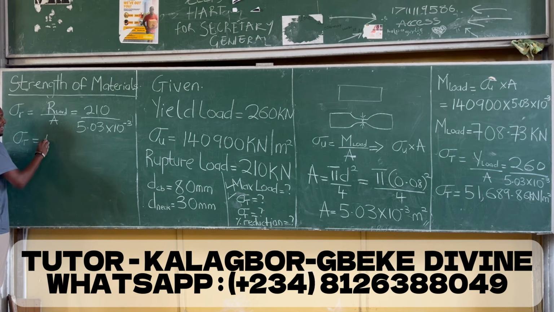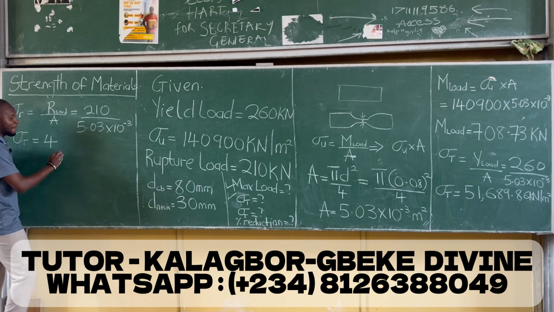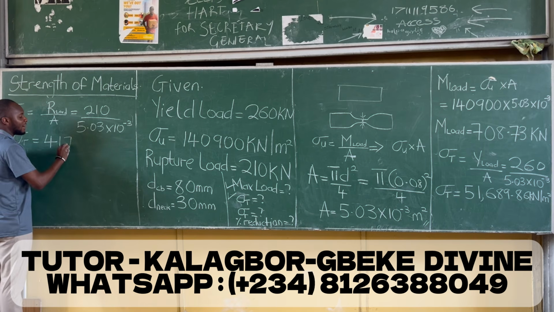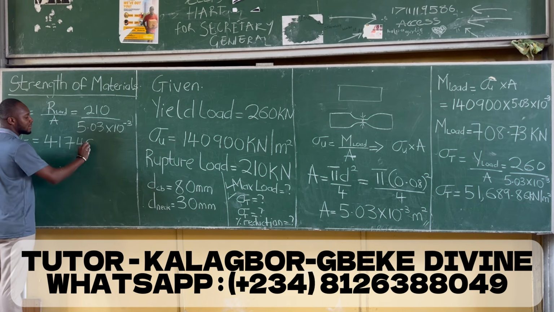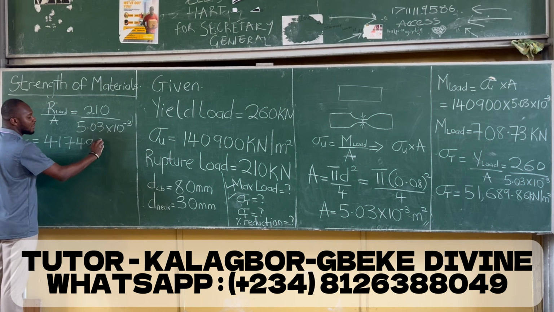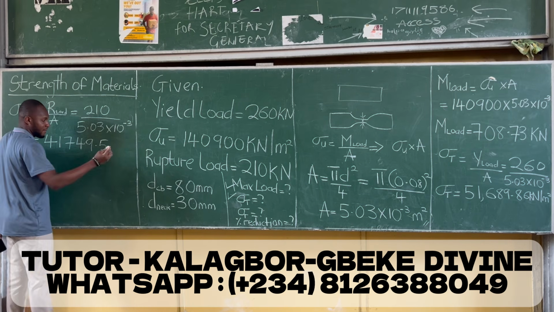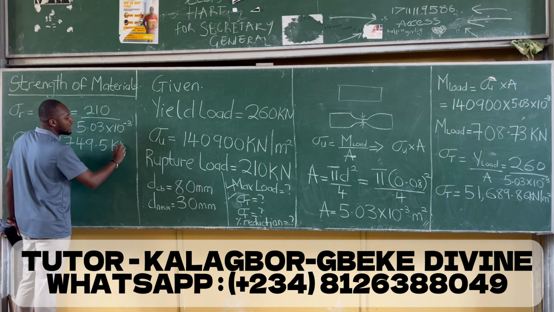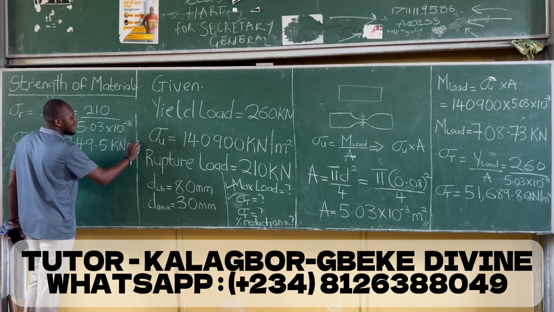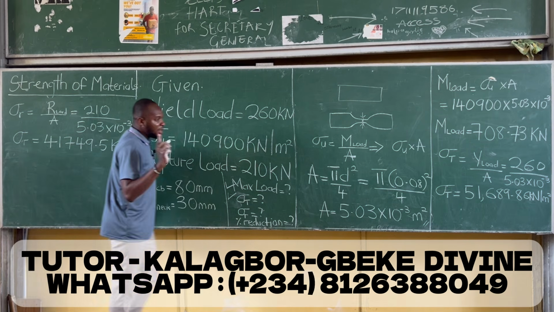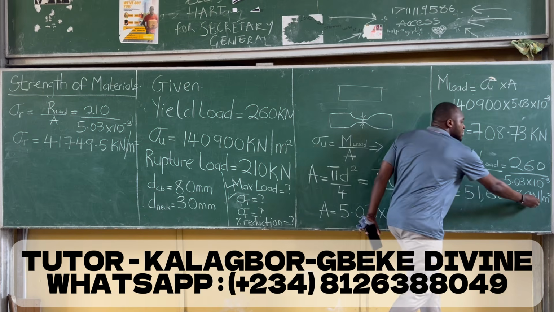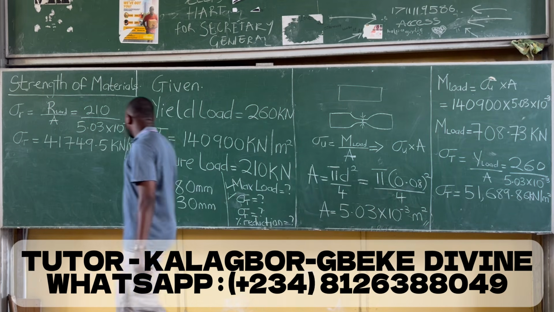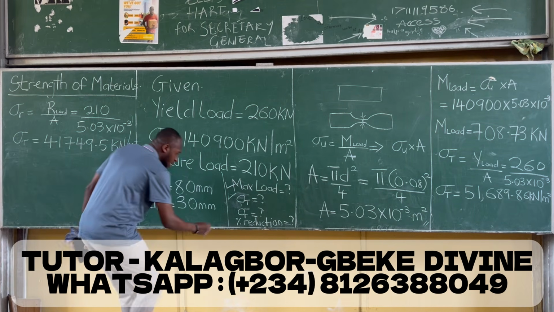People are talking like my AI. 41,700 and what? Point what? Kilonewton what? Per meter square. Please, oh, we corrected this one to what? Kilonewton. Take notes. All right, so we'll proceed to the last one.